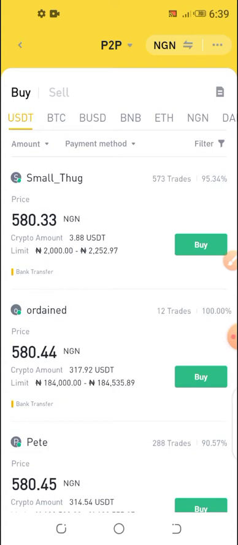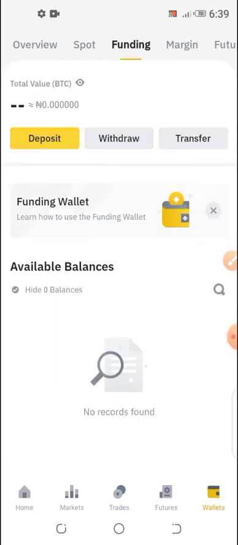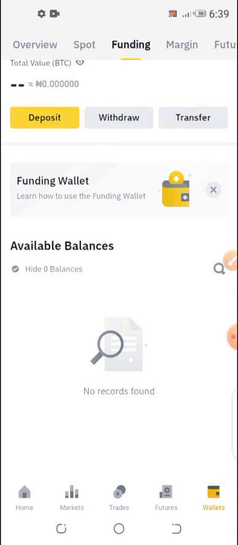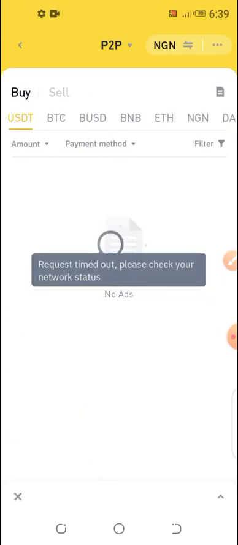The moment you do that, Binance will notify the seller that you have paid, and he or she should release the crypto equivalent to you. And ordinarily within 5-10 minutes, all that should be done. And by the time you go back and check in this wallet, what they call the funding wallet, you will see if it's USDT you bought or whatever, you will see it there. So that's basically how to buy. The same thing, if you want to sell, you go to the same P2P.